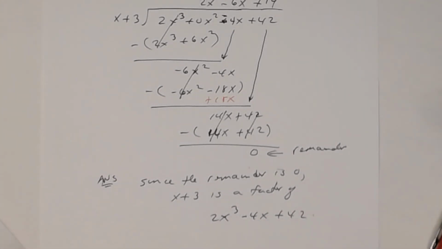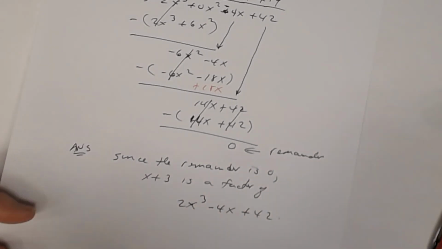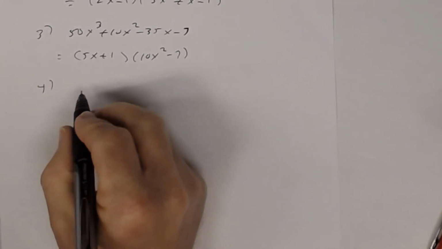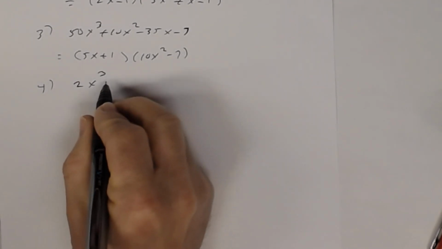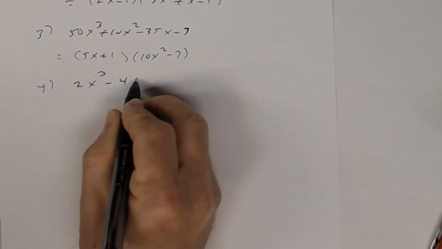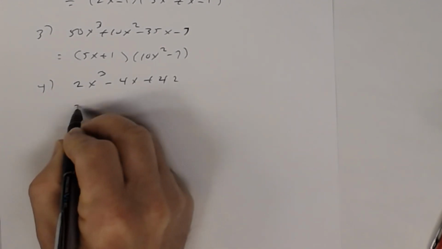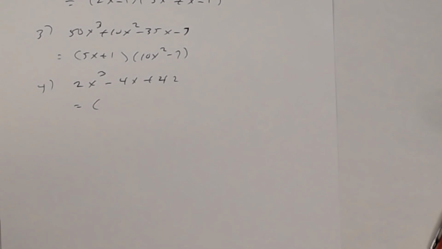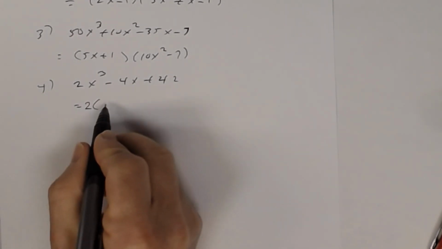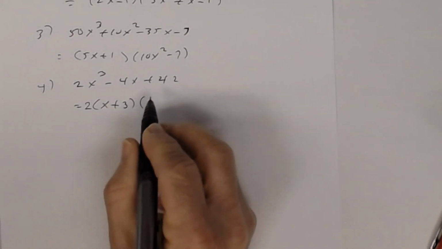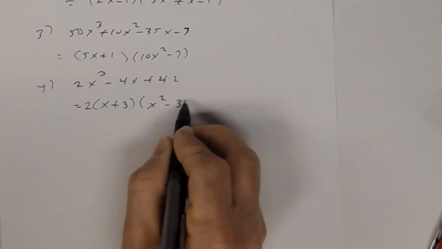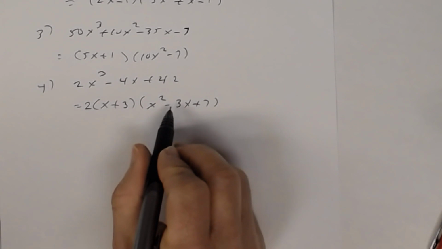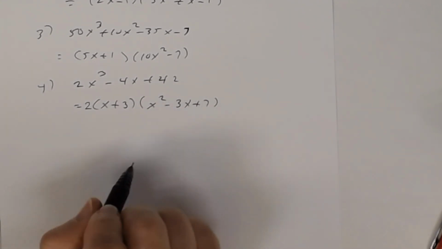Now, let me just kind of, again, like I did with the other three, let me just show you if you were to factor this over the rational numbers. 2x cubed minus 4x plus 42 over the rational numbers, I can factor this as 2 times x plus 3 times x squared minus 3x plus 7. And over the rational numbers, I cannot factor this quadratic trinomial right here.